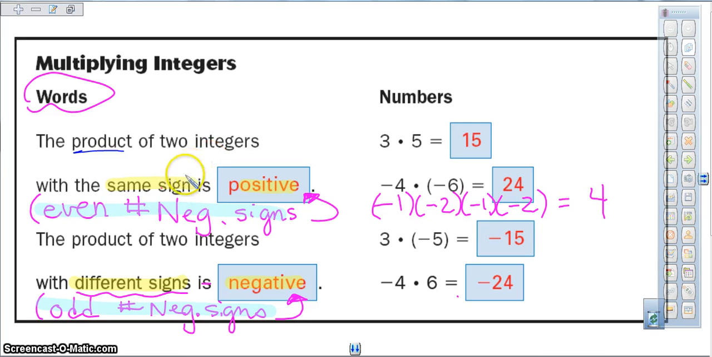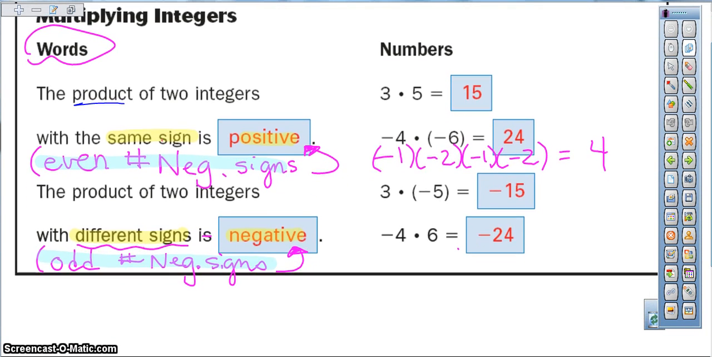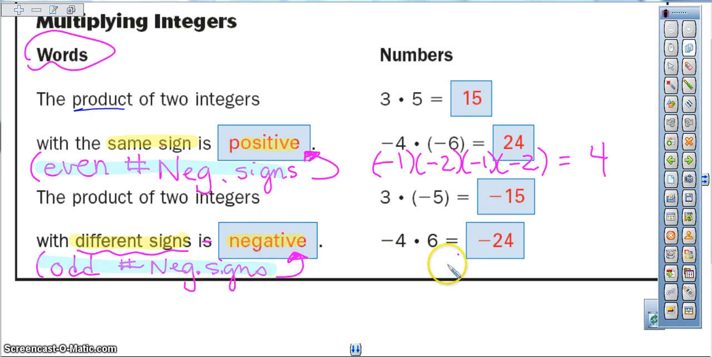In tomorrow's lesson, actually next week, we're going to talk a lot more about vocabulary and how to interpret it. But tonight, product of two integers means we're multiplying. When they have the same sign, our answer is positive. Or another way of thinking of it is an even number of negative signs will always give us a product of a positive number. An odd number of negative signs is going to give us a solution of a negative number. Or if we have different signs.